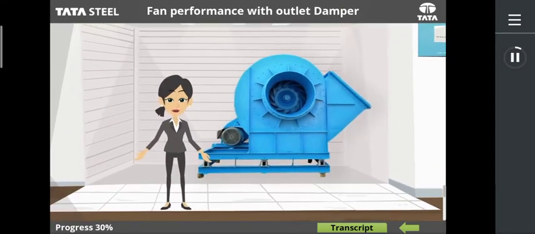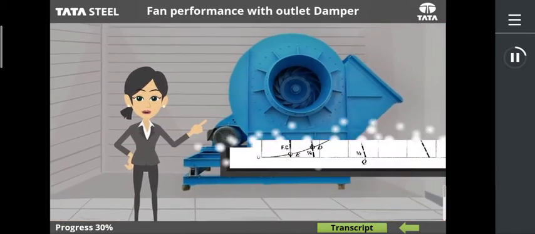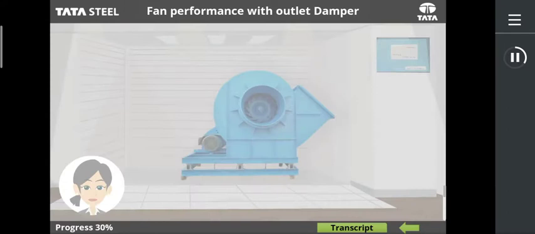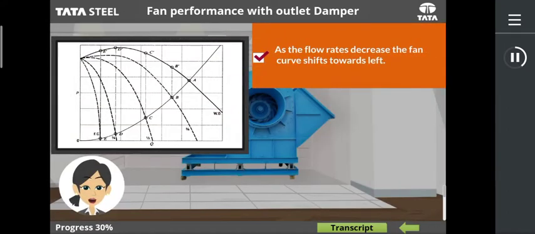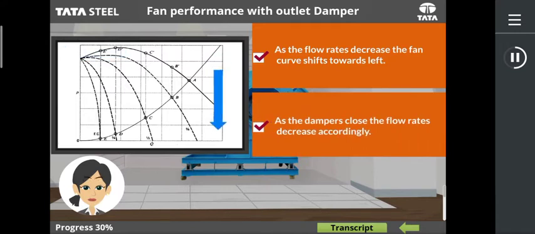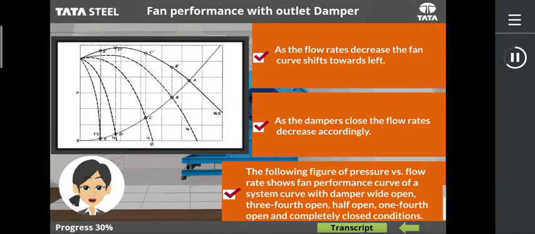After having learned the fan characteristics, let's move ahead and learn about fan performance. We'll start with fan performance with outlet damper. As the flow rates decrease, the fan curve shifts towards left. As the dampers close, the flow rates decrease accordingly. The following figure of pressure versus flow rate shows fan performance curve of a system curve with damper wide open, 3/4 open, half open, 1/4 open, and completely closed conditions.